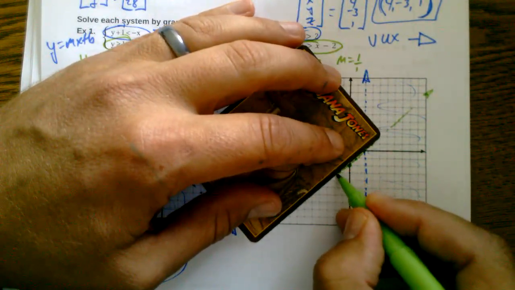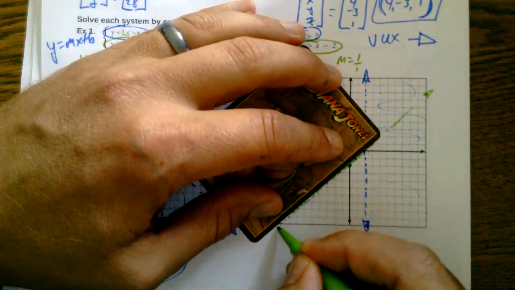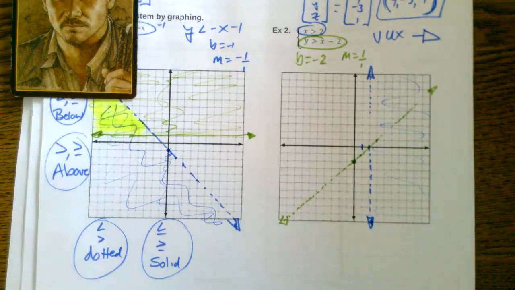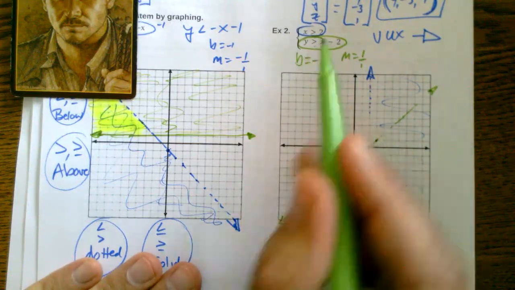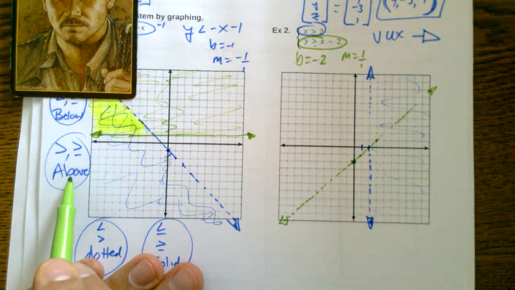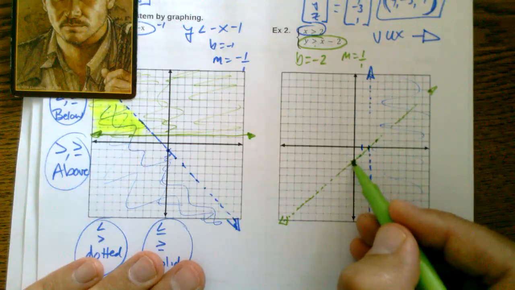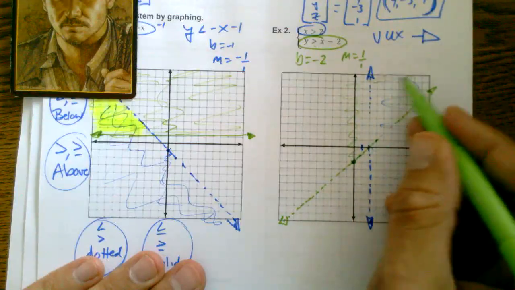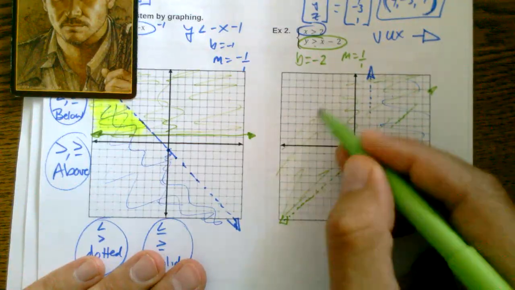Dotted or dashed. Dashed or dotted. And if it's hard to tell, you can always write dotted on a quiz or test. The last thing is I look, it's greater than, and greater than is above. So I find the y-intercept, and I'm going to shade up the y-intercept. Above, above, above.